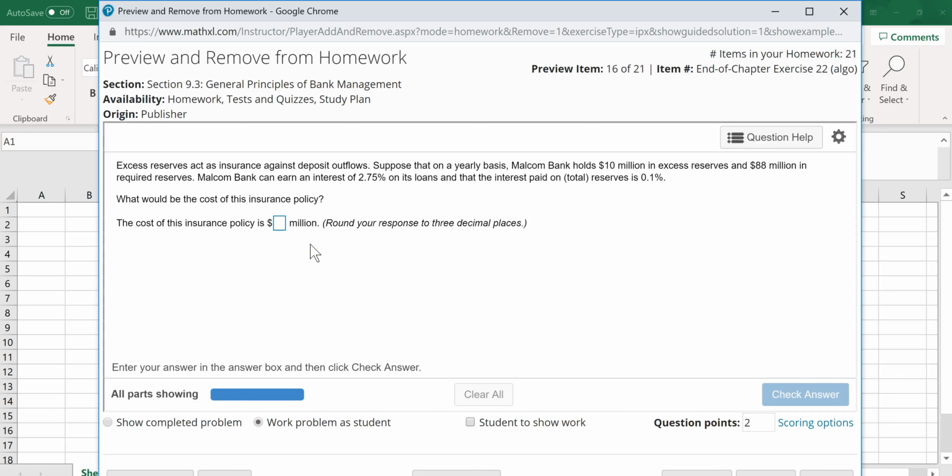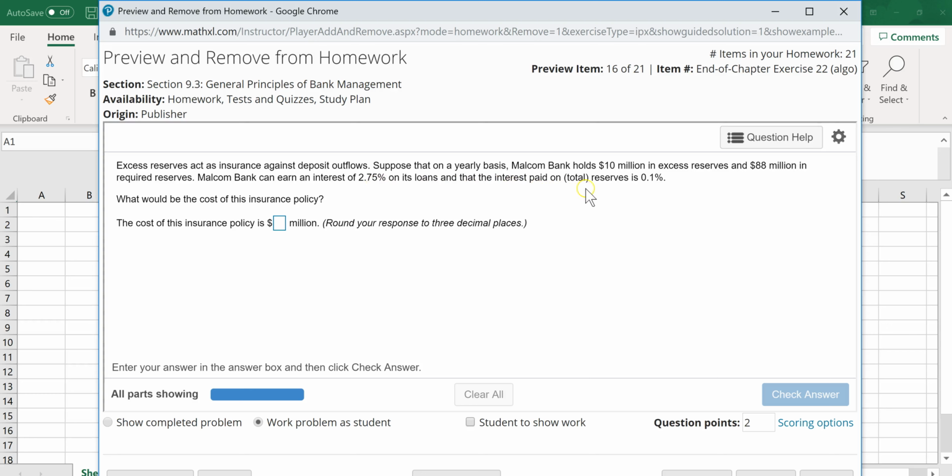This is question number 16 of homework 13 for chapter 9. Excess reserves act as insurance against the deposit outflows. Suppose that on a yearly basis, Mancomb Bank holds $10 million in excess reserves and $88 million in required reserves. Mancomb Bank can earn an interest of 2.75% on its loans, and the interest paid on total reserves is 0.1%. What would be the cost of this insurance policy?